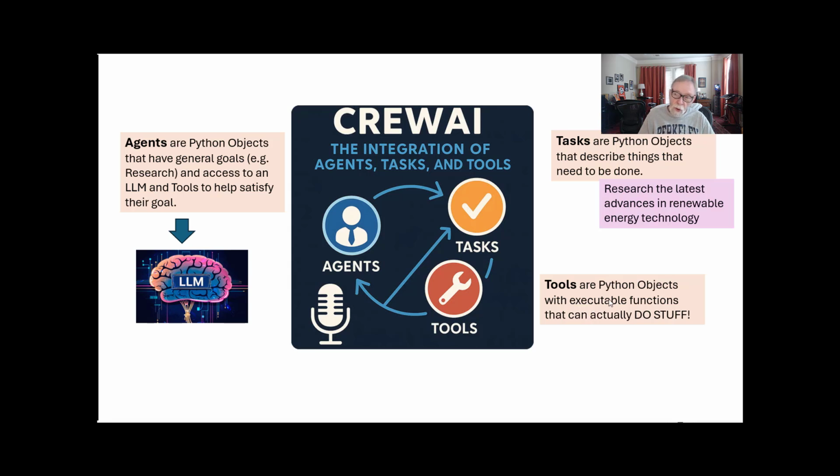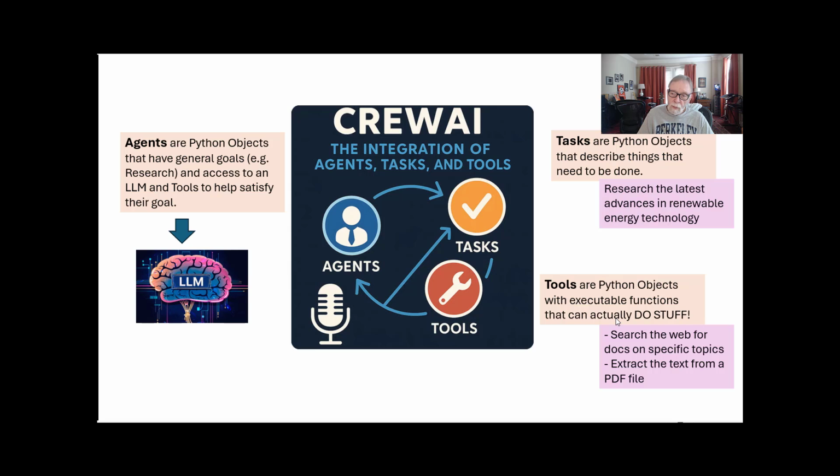Now, tools are also Python objects. So this is sort of an object-oriented framework. And within that class definition, within the Python object definition, is essentially a run method that will actually execute and do something. So this is how we get large language models to interact with the world, okay, through executable code.